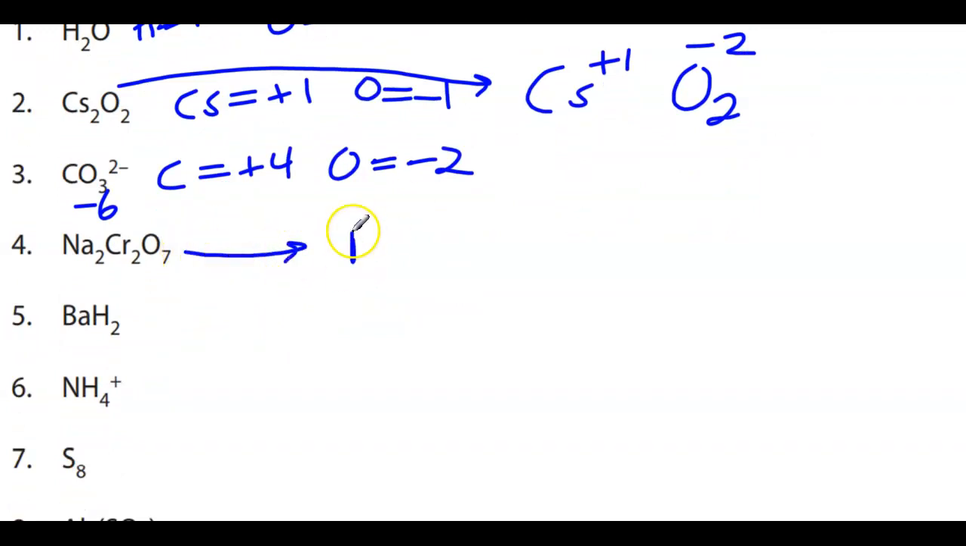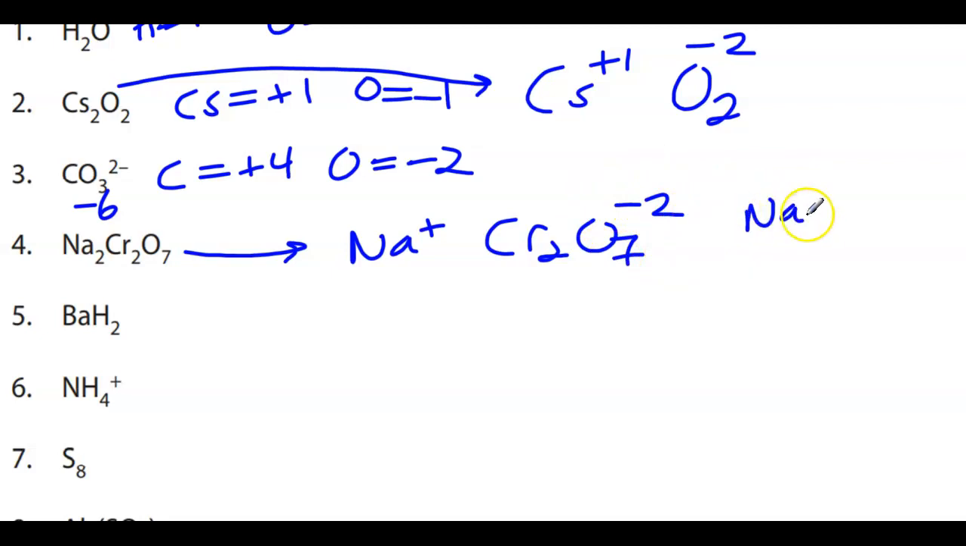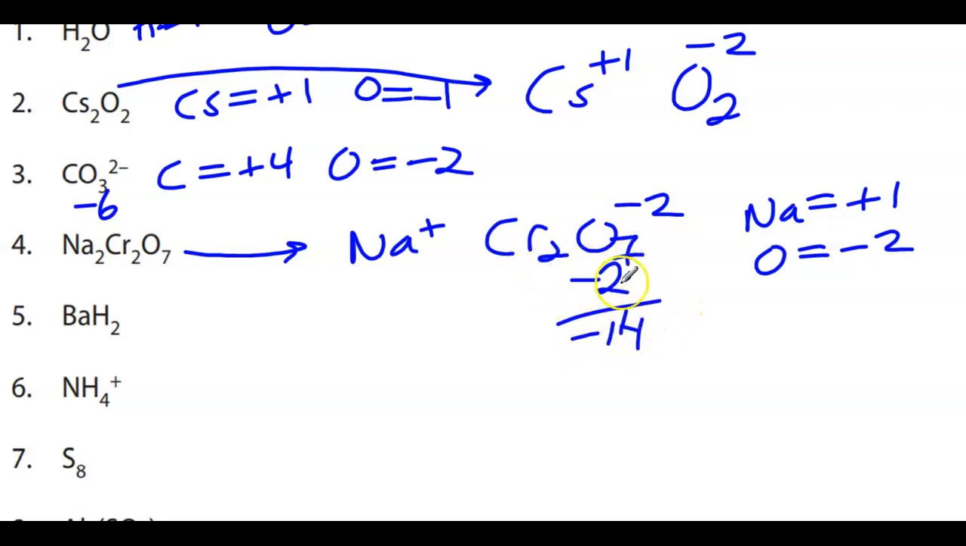Sodium dichromate. I'm going to break this up so we can see it a bit easier. Sodium would be +1, a regular ion. Oxygen is not an exception here, so it's just -2. If oxygen is -2 and there are 7 of them, that's -14. Then each chromium has to be +6 in order for this to add up to -2.